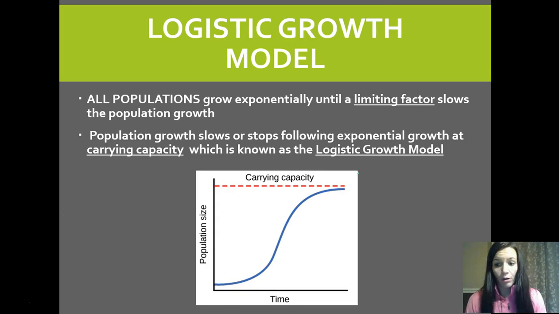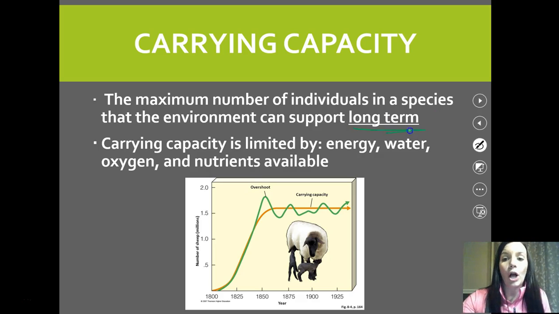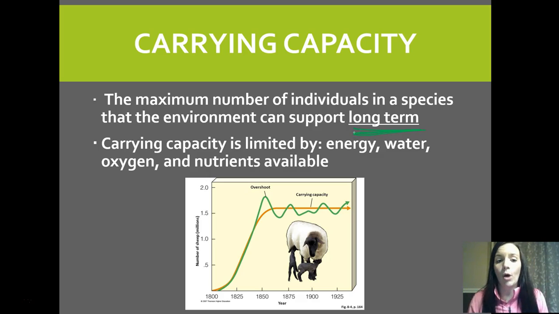The logistic growth model, on the other hand, is exponential growth until a limiting factor slows down that population growth. So the growth will slow or stop following something reaching a carrying capacity. So whenever you see carrying capacity, this is referring to a logistic growth model. Then simply put, the carrying capacity is just the maximum number of individuals in a species that the environment can support long-term, being the key component there.